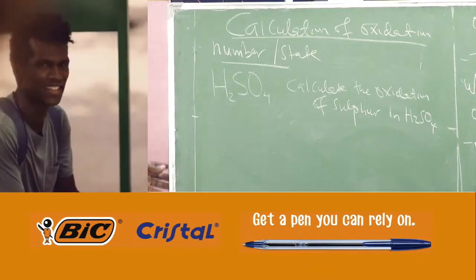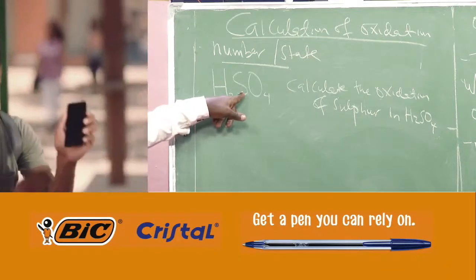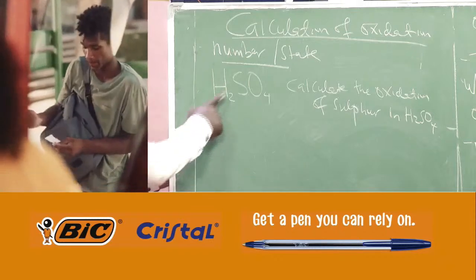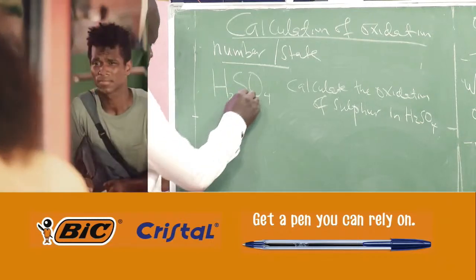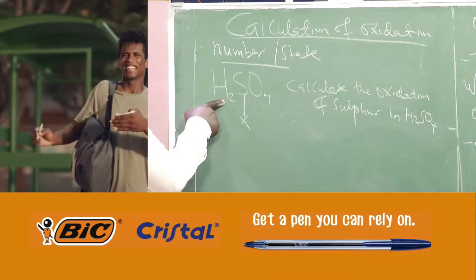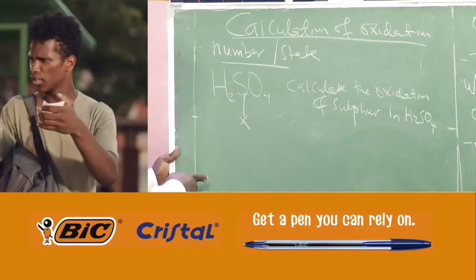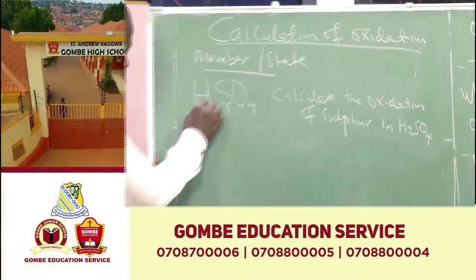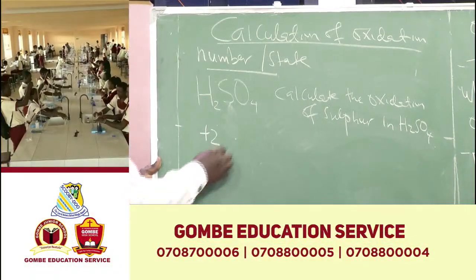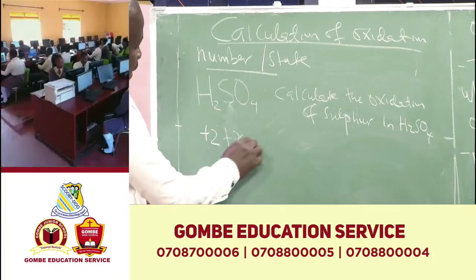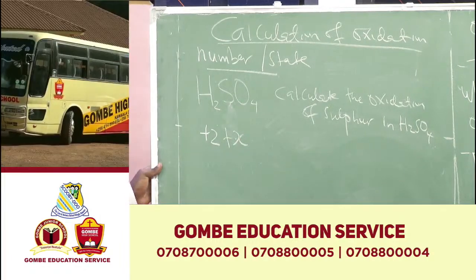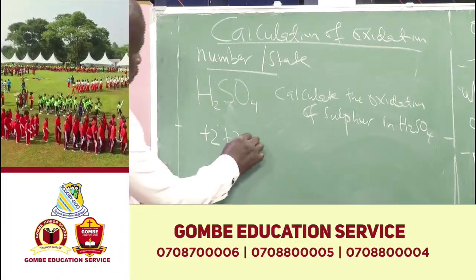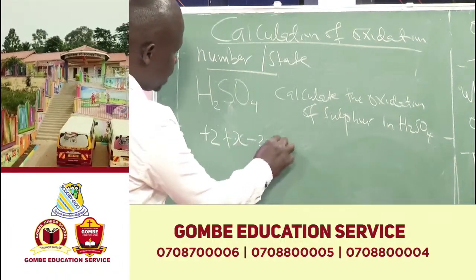So what do we do? We make sulfur become X. Then hydrogen has a state of positive 1. So this one becomes positive 1 times 2, which is positive 2. Then sulfur is plus X. Then oxygen is negative 2, so we say minus 2 times 4.